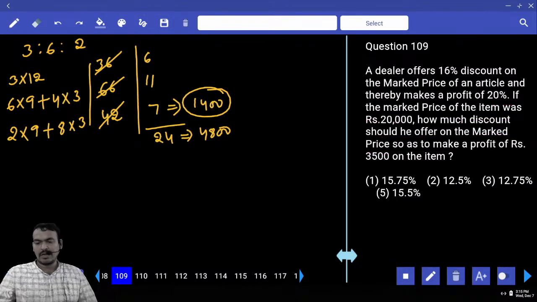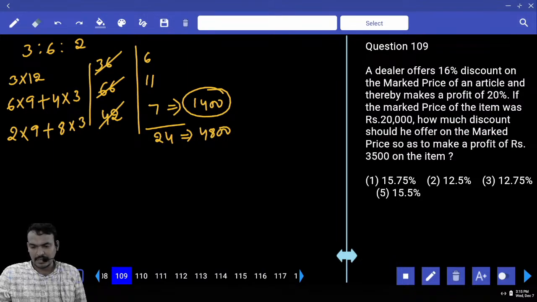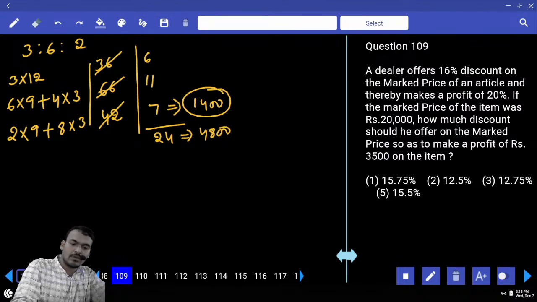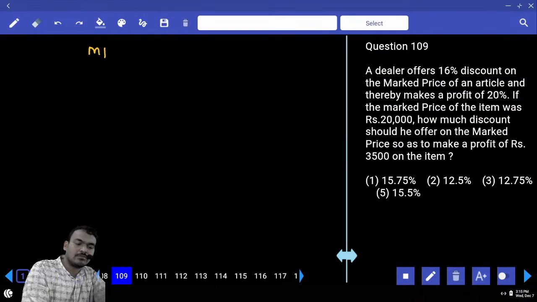Next, question number 109. A dealer offers a 16% discount on the market price of an article, and thereby makes a profit of 20%. If the market price of the item was 20,000, how much discount should you offer on the market price so as to make a profit of 3,500 on the item? Okay. What is the market price value?